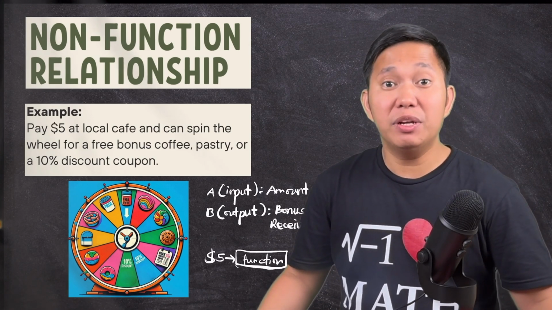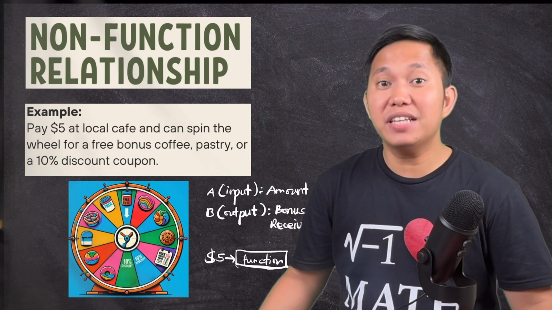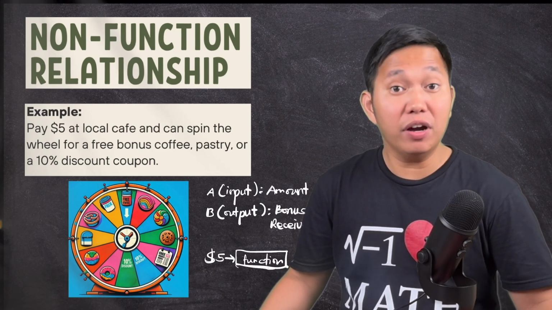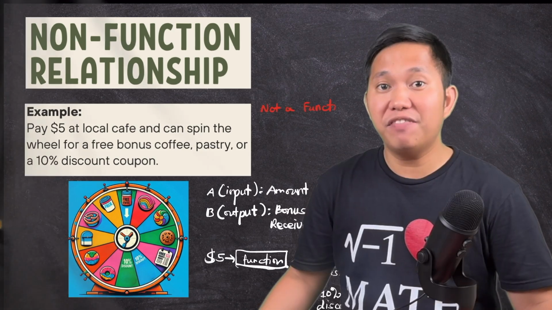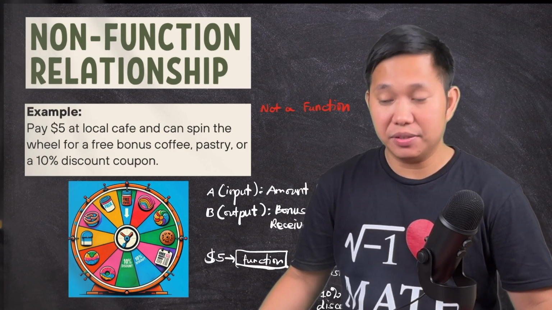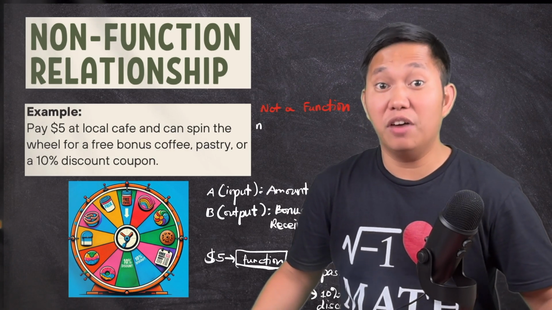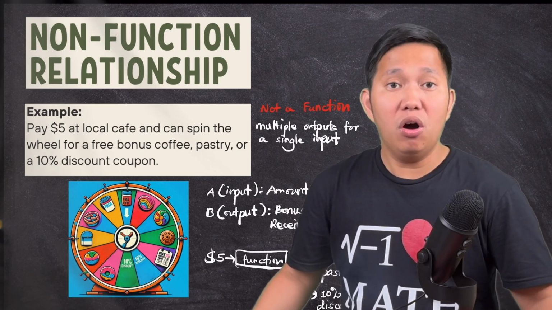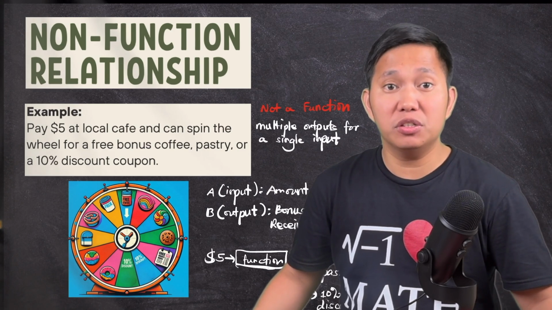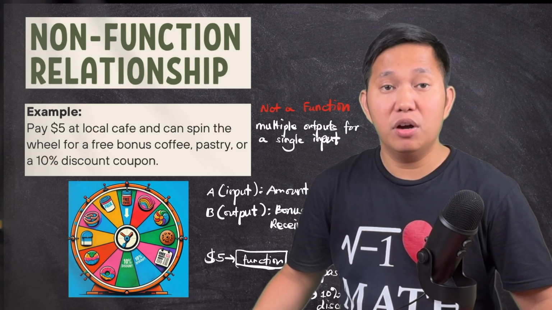In this scenario, the relationship between the money paid and the bonus item received is not a function, because the input, paying $5, is associated with multiple possible outputs, which are the different bonus items. This means that when you pay $5, you cannot predict exactly which bonus item you will receive. This violates the definition of a function, which requires each input to have a single unique output. Also, this situation demonstrates that a function requires a predictable outcome for each input.